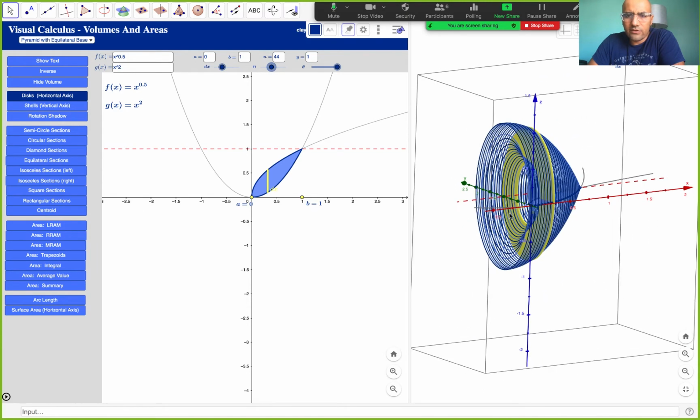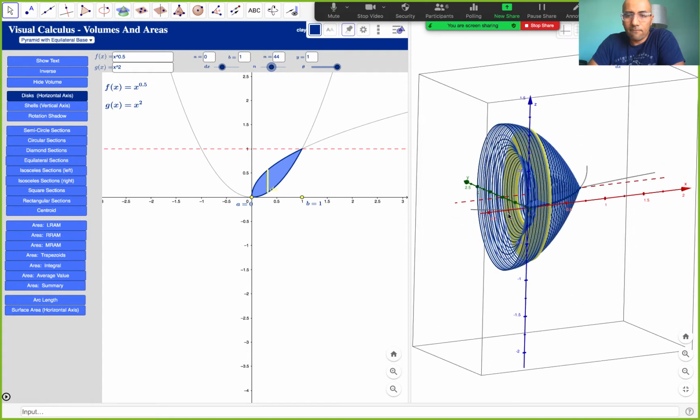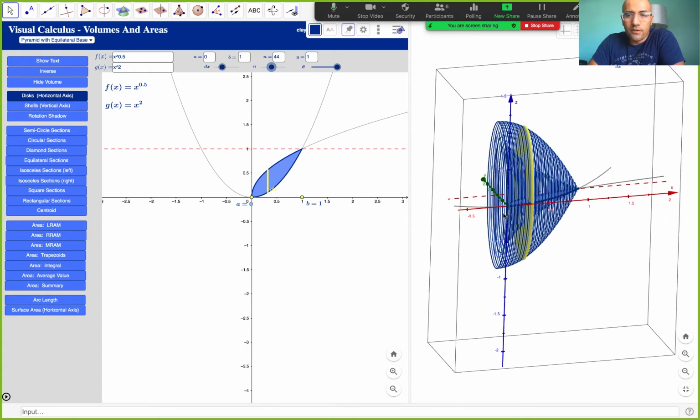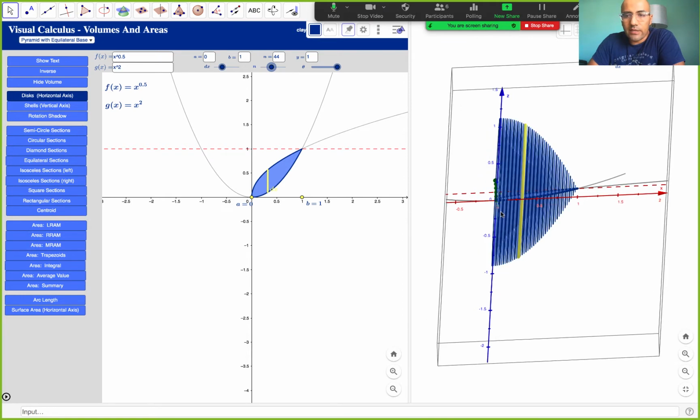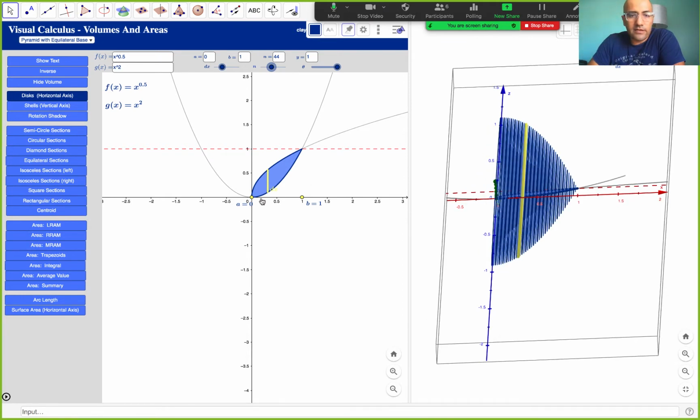I think we have a good sense of what it looks like. Okay, so this is called the washer method. And what we're going to do is visually draw this and visualize what it's going to look like. So it looks a little like this.